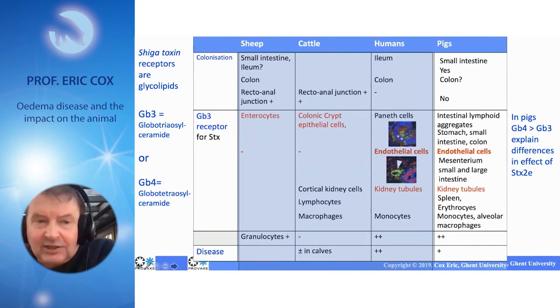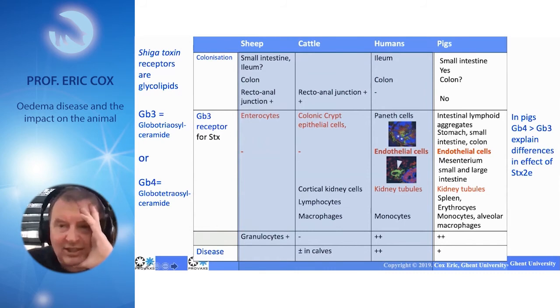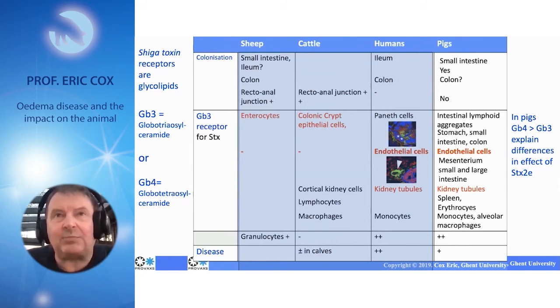Whereas, in fact, the opposite can be the case, because pigs have both receptors, the GB3 and the GB4, and the GB3 is the one that binds Shiga toxin of the other strains. So GB4 is the receptor, and the receptor is present in the small intestine. So if the strains colonize the small intestine and produce Shiga toxin, it can bind to the epithelial cells and can be transported in the animal and cause systemic effects.